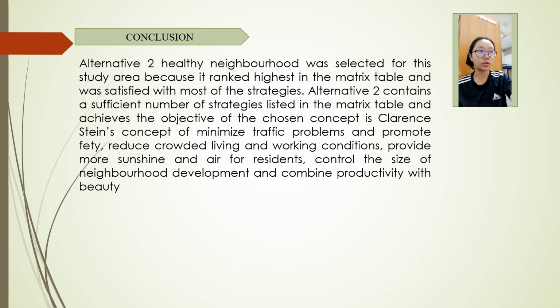Alternative 2 contained a sufficient number of strategies listed in the matrix table and achieved the objectives of the chosen concept, which is Clarence Stein's concept of minimizing traffic and promoting safety, reducing crowded living and working conditions, providing more sunshine and air for residents, controlling the size of neighborhood development, and combining productivity with beauty.